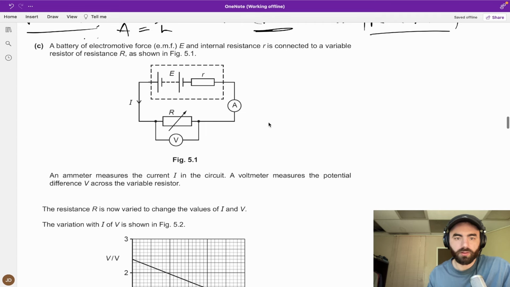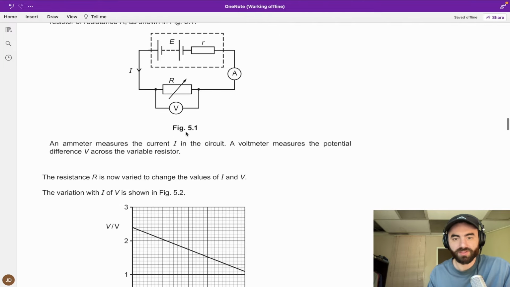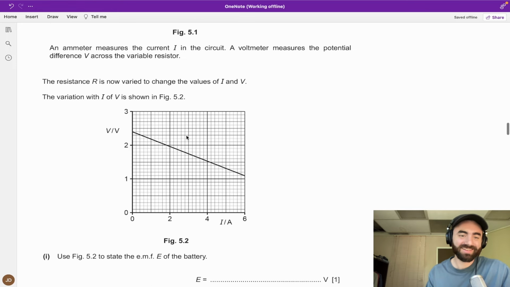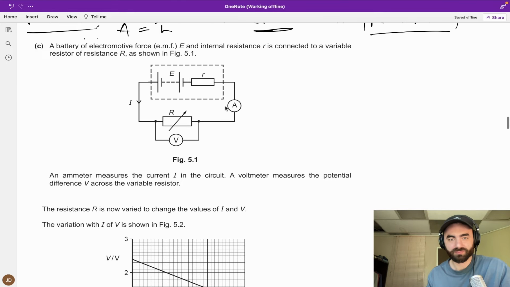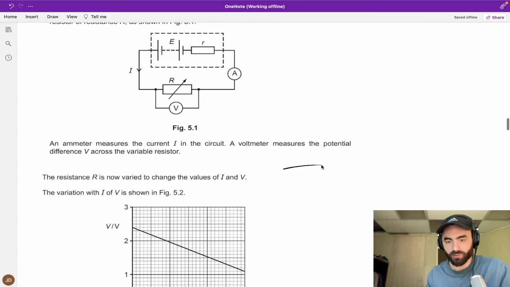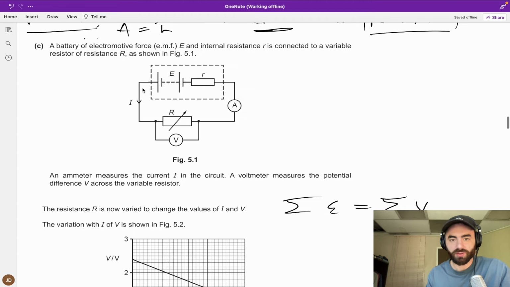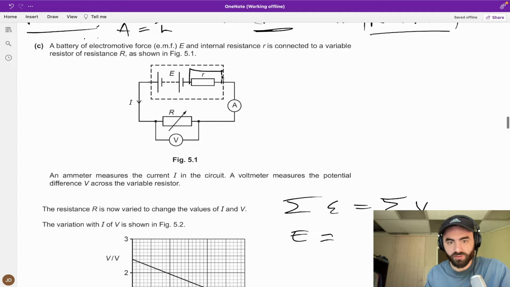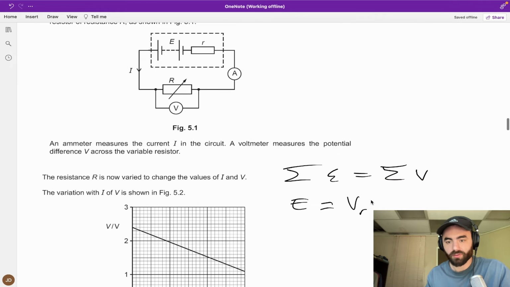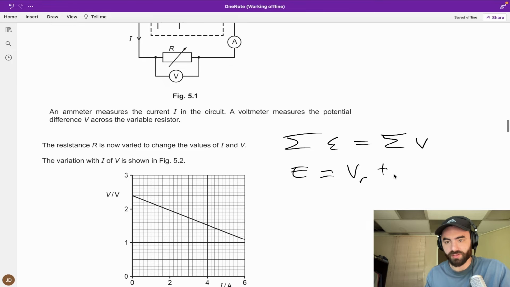A battery with internal resistance R. Okay, this is a variable resistor, means it varies the resistance. So just quickly before we start, the sum of the EMFs equals the sum of the potential differences. So in this case, it'd be capital E, what's supplied here. Well, this is going to be the potential difference across R, which is VR, plus the potential difference across the variable resistor.